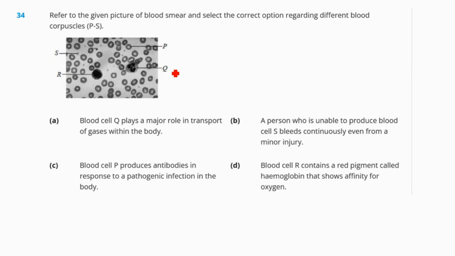Next, option B: a person who is unable to produce blood cell S bleeds continuously even from a minor injury. Yes. So if a person has a lower number of clotting cells, so clotting factor, then definitely this person will bleed continuously, even from a minor injury. This person may bleed to death, because the blood clot will not happen, right? So B is our correct answer in question number 34.